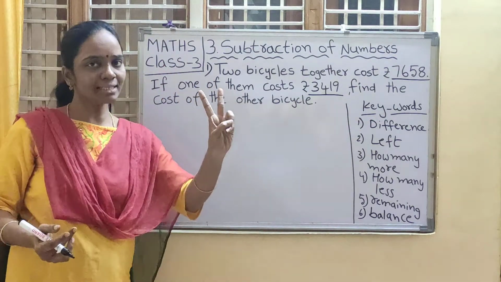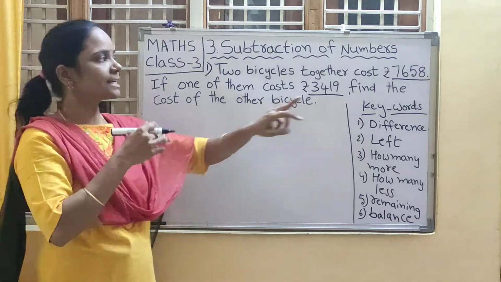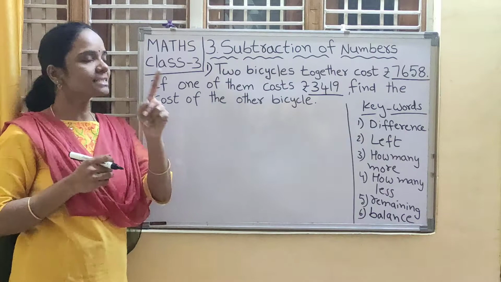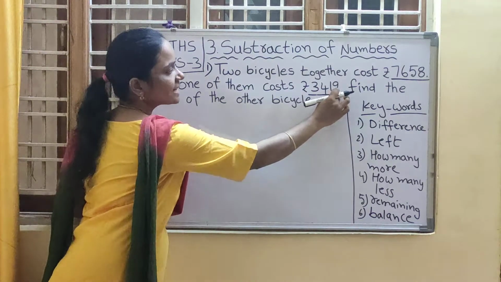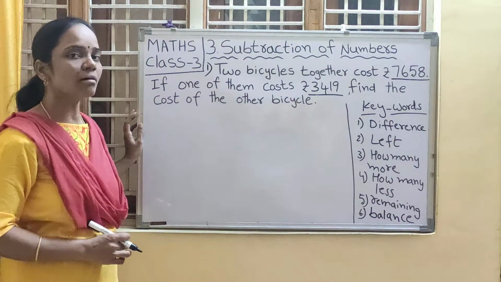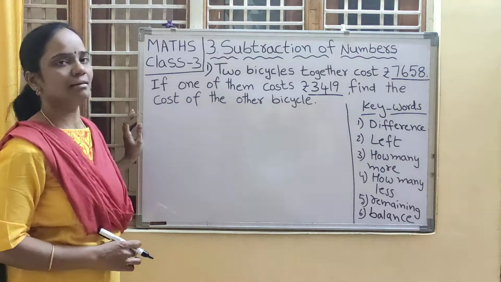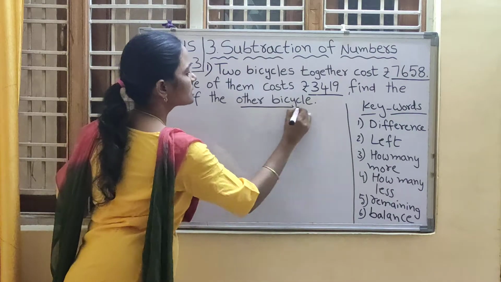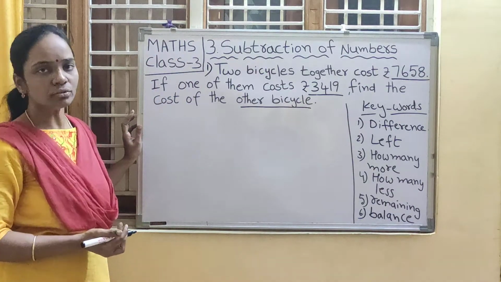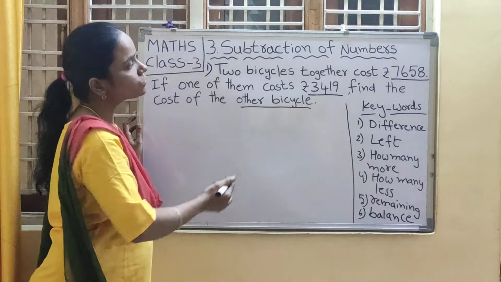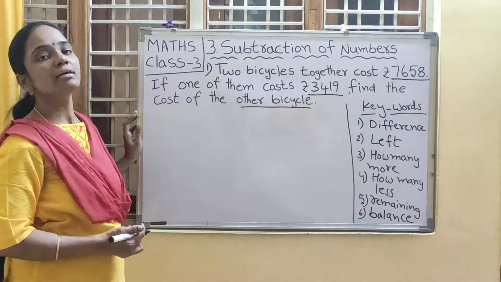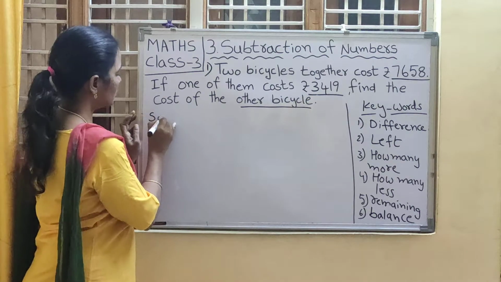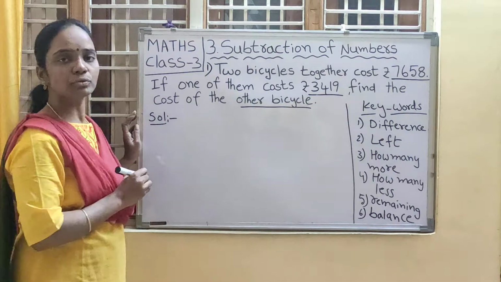There are 2 bicycles. Total cost is given, that is 7,658, and one cycle cost is given, that is 3,419. We have to find the cost of the other cycle. Other cycle cost means remaining cycle cost we have to find out. So what we have to do here, we have to take the subtraction to get the answer. So solution, statements we have to write.